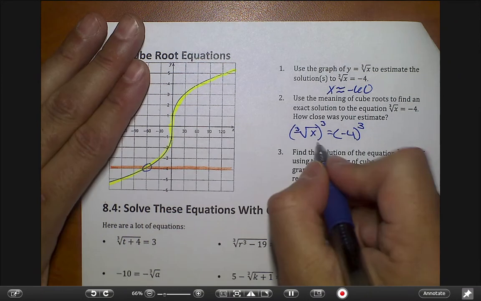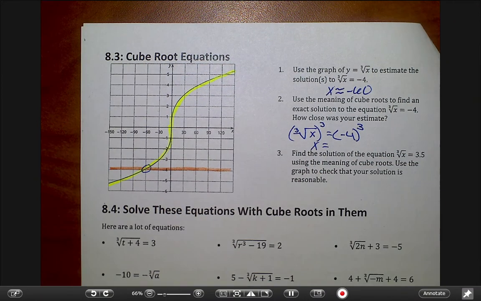So that's going to give me x equals, Jesus, please pay attention. Please.